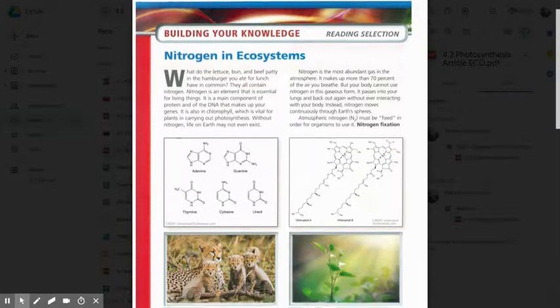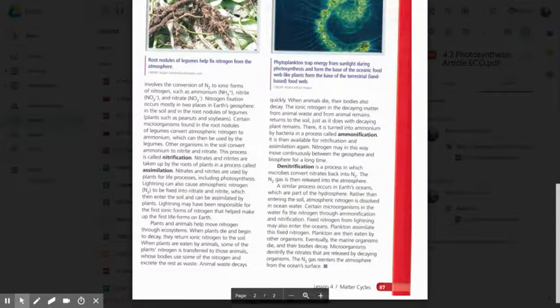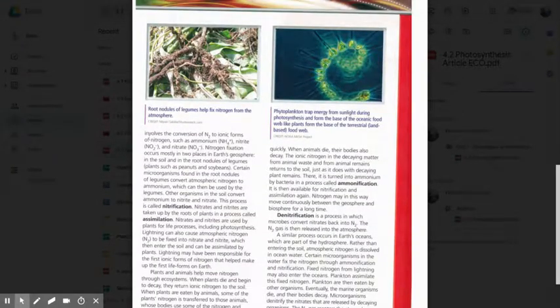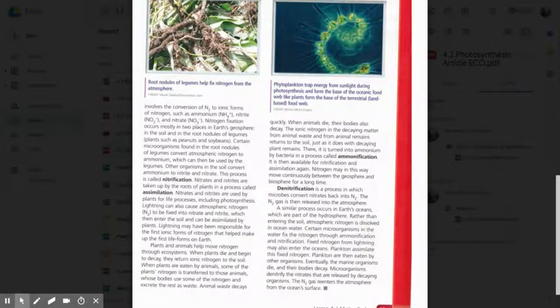Nitrogen fixation involves the conversion of N2 to ionic forms of nitrogen, such as ammonium, NH4, nitrite, NO2, and nitrate, NO3. Nitrogen fixation occurs mostly in two places in Earth's geosphere, in the soil and in the root nodules of legumes such as peanuts and soybeans.